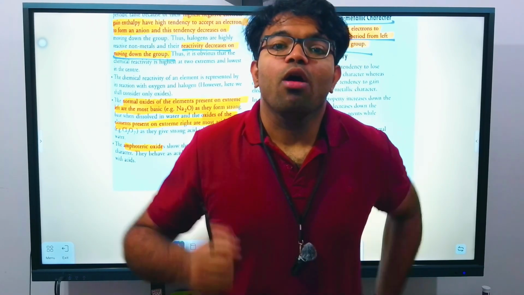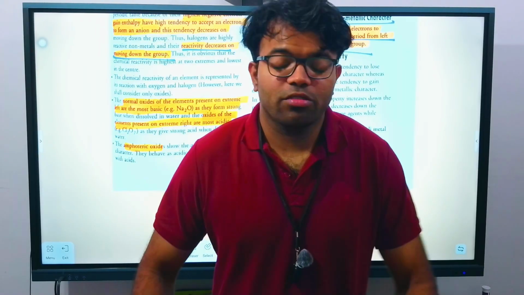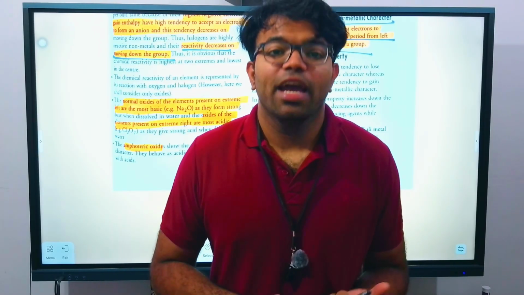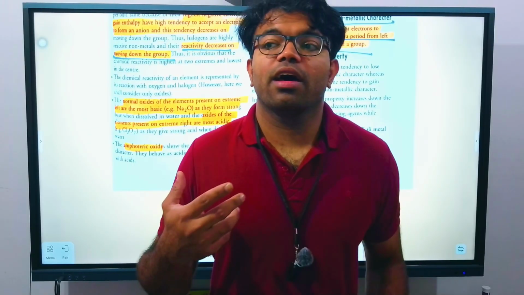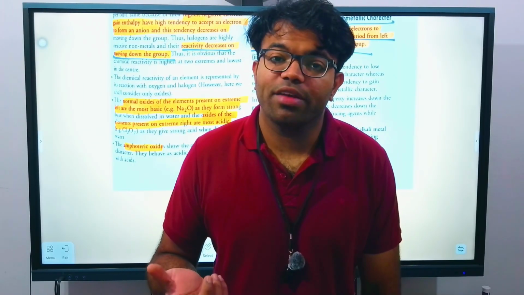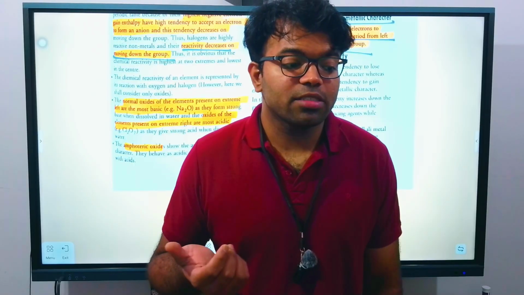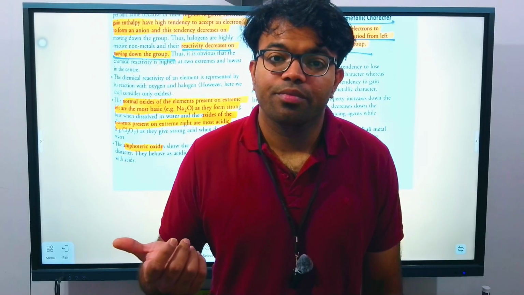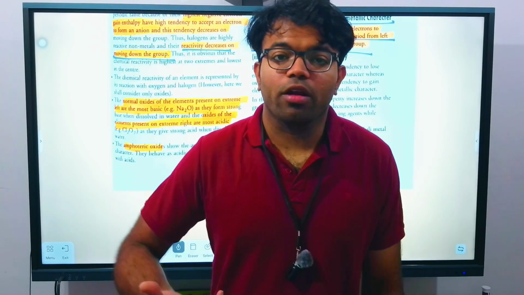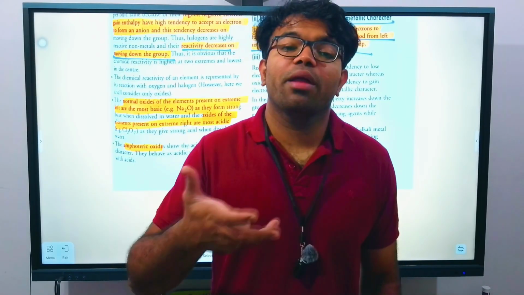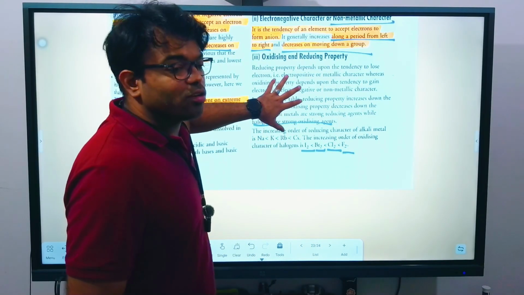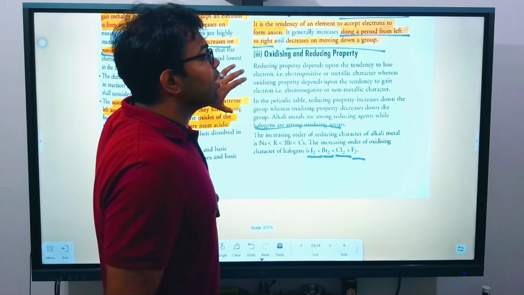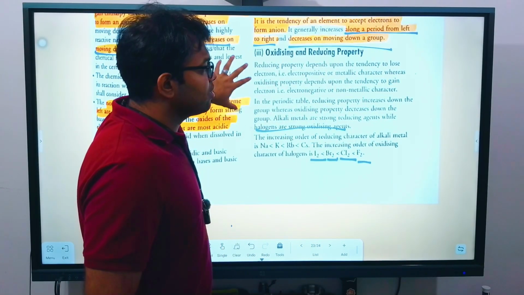Similarly, if you have more electropositivity or a metallic character, what do you have more? You have a large amount of what? Reducing agent. You are a better reducing agent. Okay. Did you understand this or not? I have asked you this twice. Did you understand this?